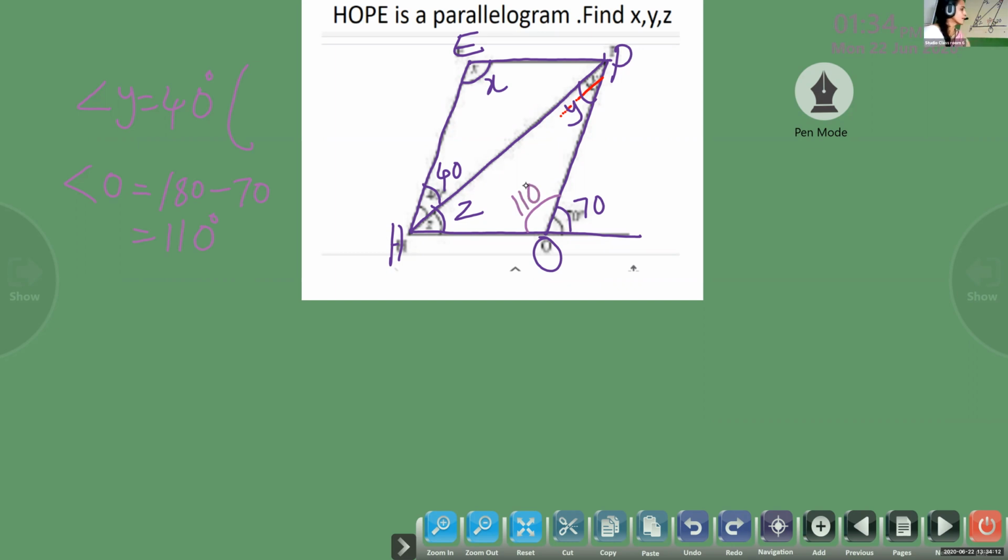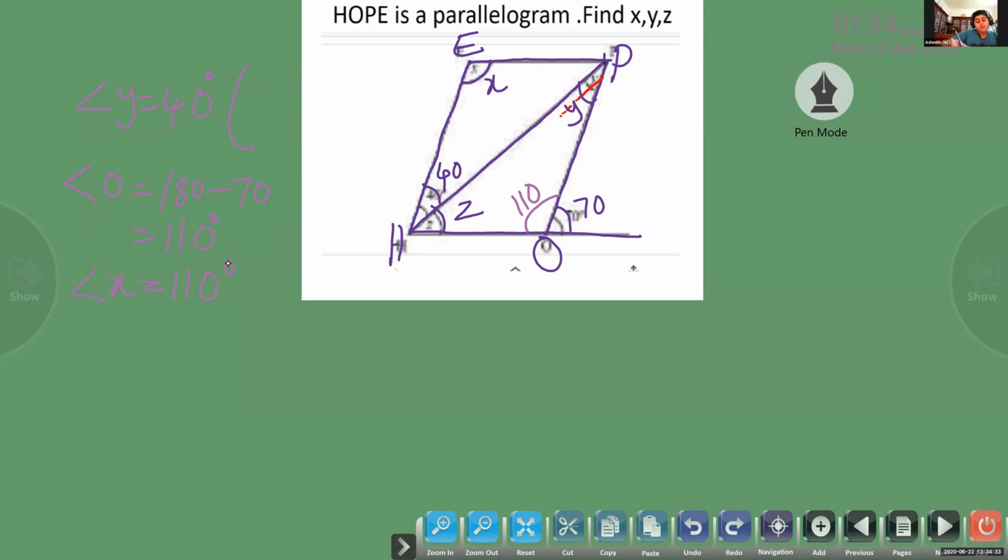So you will get X. X will be 110. So angle X equal to 110. Reason what, Michelle? Opposite angles. Yes, write the reason: opposite angles.